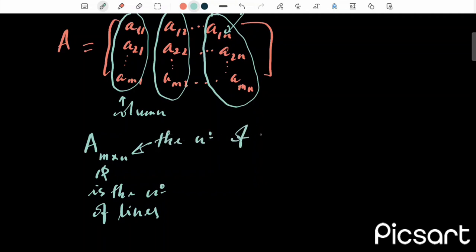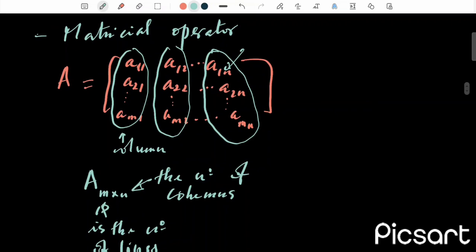of columns. Okay, the number of columns.